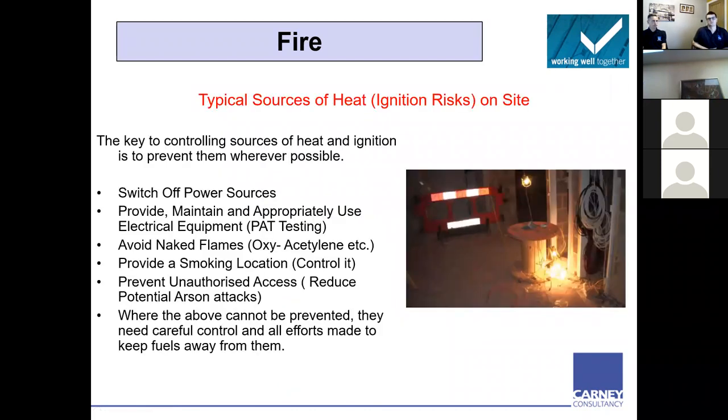Typical sources of heat are ignition risks and how to control them. Switch off power sources at night. You're not having a rat's nest of cables, as you can see in that photo. Make sure you're providing, maintaining and appropriately using electrical equipment. PAT testing, because again, plenty of times on site. It is getting better now because most of the contractors, as technology advances, are on battery tools.